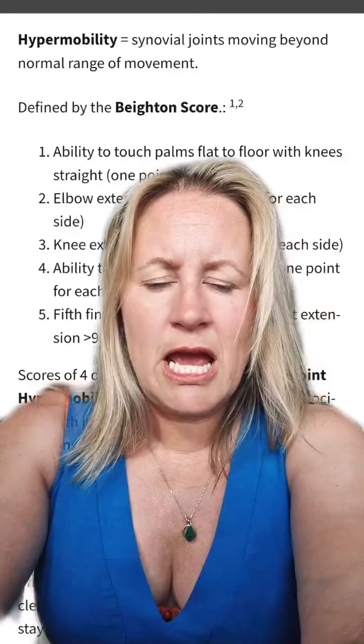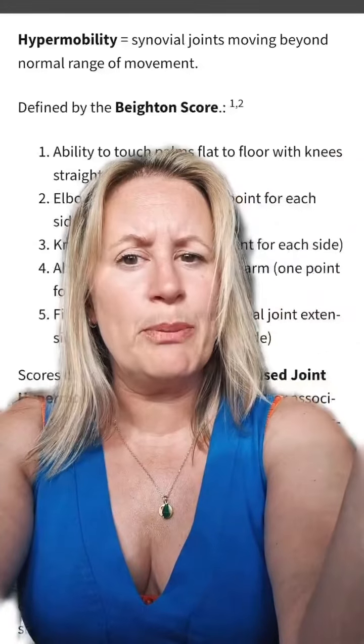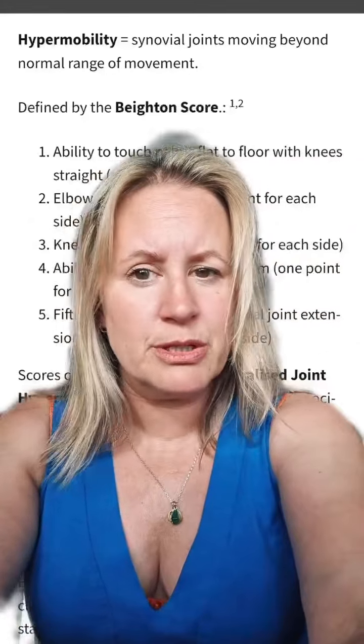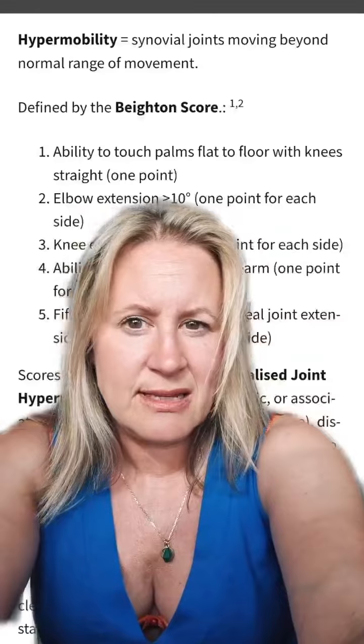But there is a proper score you can do to see if you are medically hypermobile. So I'll go through that now. Medically, hypermobility is defined as synovial joints moving beyond the normal range of movement. And we're going to do this thing called the Beighton score, which you count up in points, and if you're over 4 points, then you are hypermobile.